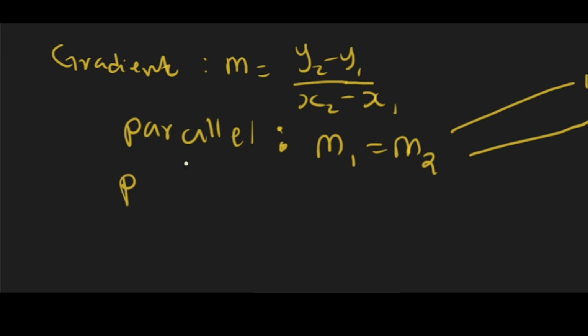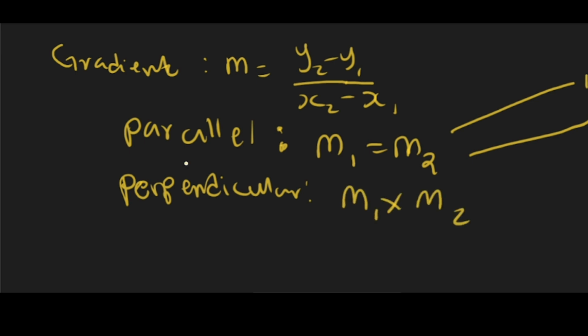But let's say they say the lines are perpendicular. When the lines are perpendicular, this means that the product of those two gradients must give us -1. So if you've got the gradient of one line, you can easily find the gradient of the other line. Let's say this is line 1 and this is line 2. Graphically, you would see that these two lines are perpendicular.